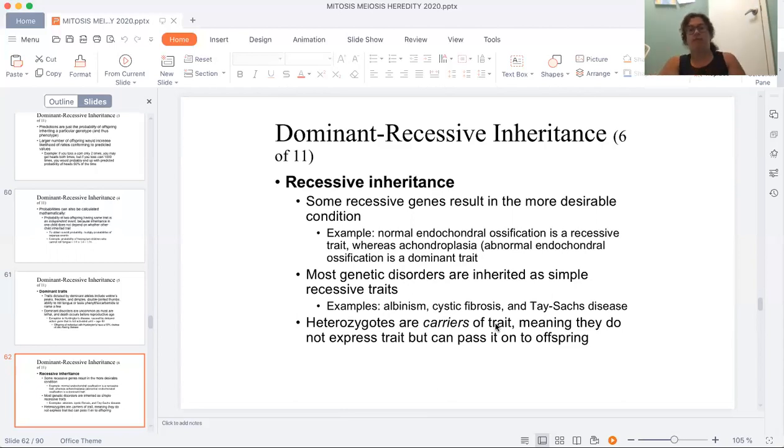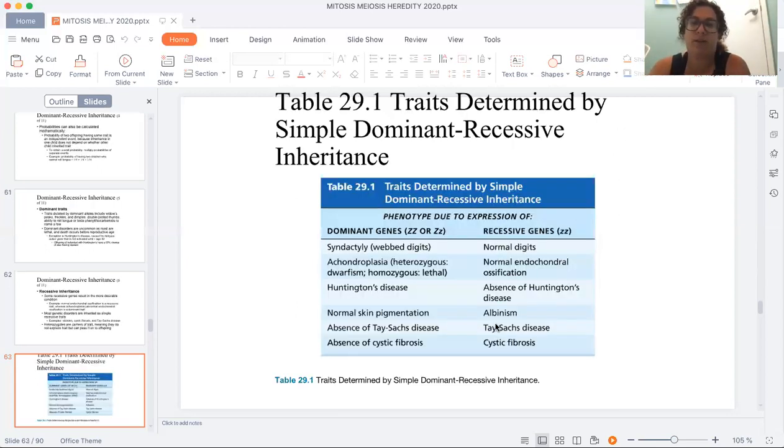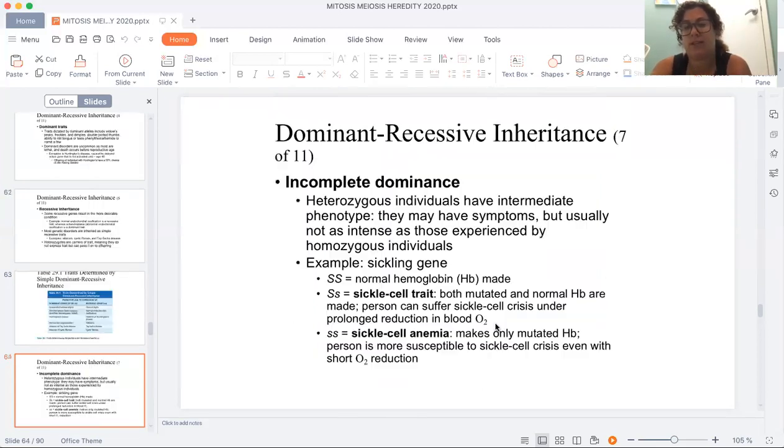And then we have heterozygous or carriers of the trait, which means that they can have a recessive trait, but if the dominant trait is there, or if they're heterozygous, then it doesn't have to be expressed, which is why we'll see albinism only happen 1 in every 5 generations, because it depends on who gets that trait. Okay, so here are some examples of dominant and recessive genes you should know about. Webbed digits, dwarfism, Huntington's disease, and normal skin pigmentation are all dominant genes. And the recessive ones I want you to know about are albinism, Tay-Sachs, and cystic fibrosis.